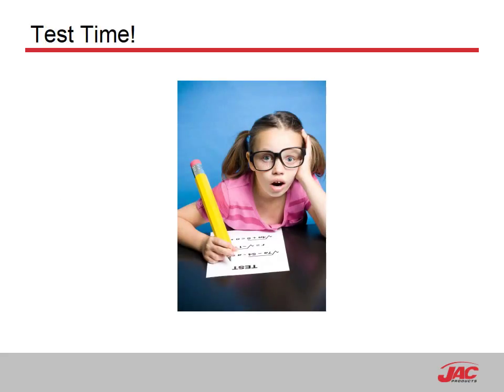And now it's time to take a test using everything you just learned. Using your particle template and the corporate appearance standard for Test B, determine whether you would pass or fail each of the parts listed on your test paper. There are a total of 20 questions. Fill in the circle corresponding to the answer that you think is correct.